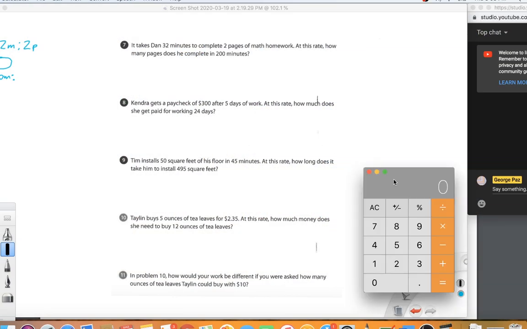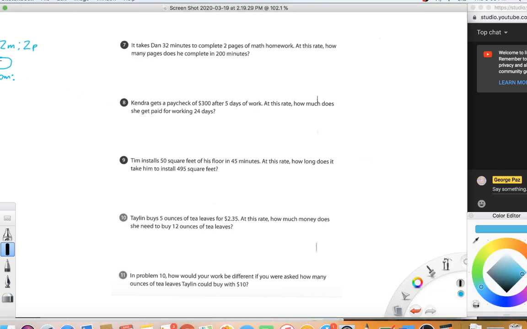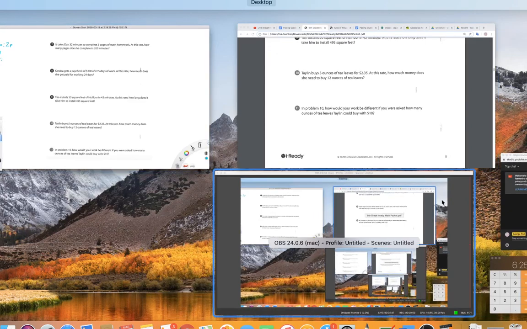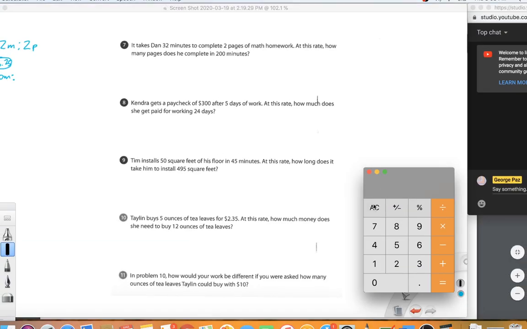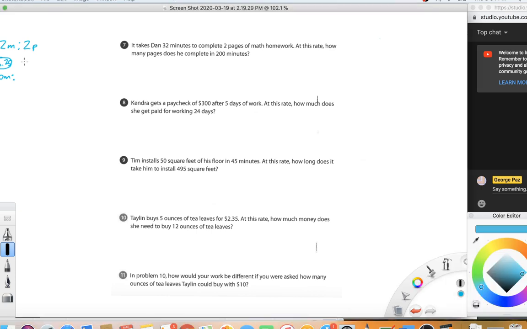So we're going to take 200 and divide it by 32. So we get 6.25. That means if I do 32 times 6.25, I should get 200. There it is, 200. So the rule is if we multiply one side by 6.25, we've got to multiply the other side by 6.25.